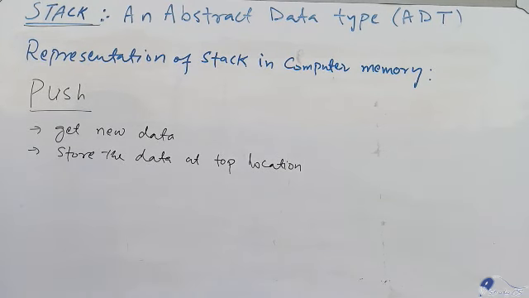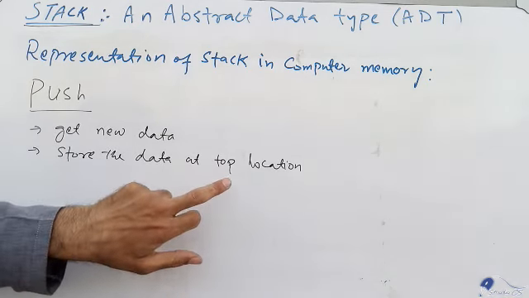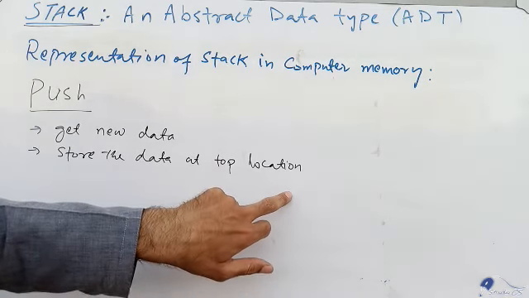Let's see, our first operation is the push operation. As we know, the push operation refers to adding an element to the stack, the operation of inserting an element to the stack. There is a very simple logic behind pushing an item to the stack. First, we need to get new data from the user, and second, we will store that data at the top location of the stack.